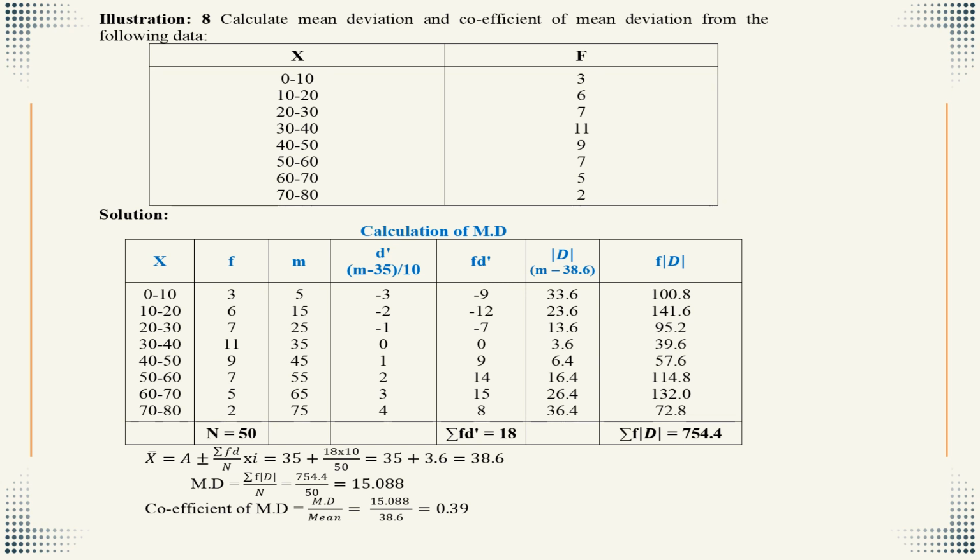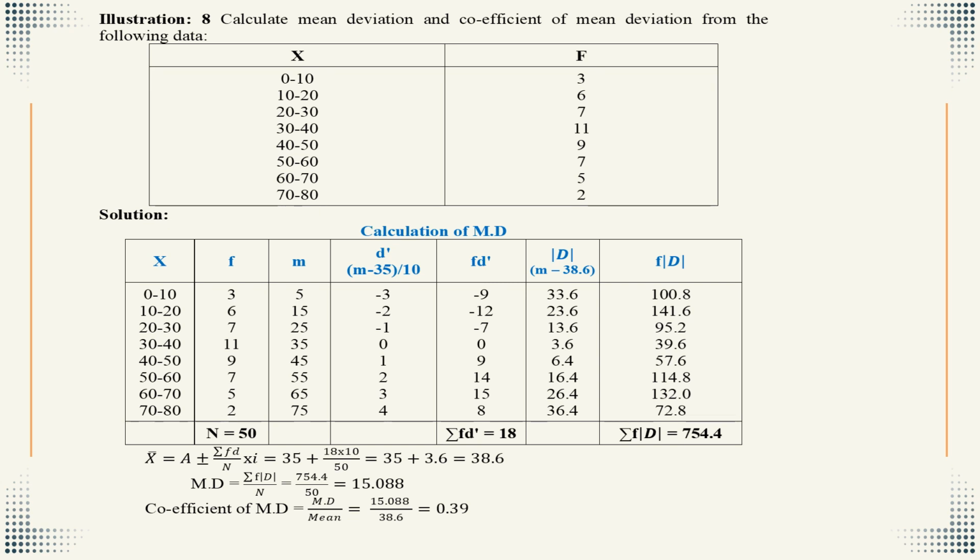And modulus D means there should not be any minus symbol. Here just see, mid value 5. 5 minus 38.6 is 33.6. 15 minus 38.6 means 23.6. 25 minus 38.6 means 13.6. 35 minus 38.6 is 3.6. 45 minus 38.6 means 6.4. Then 55 minus 38.6 is 16.4. 65 minus 38.6 is 26.4. Then 75 minus 38.6 is 36.4.